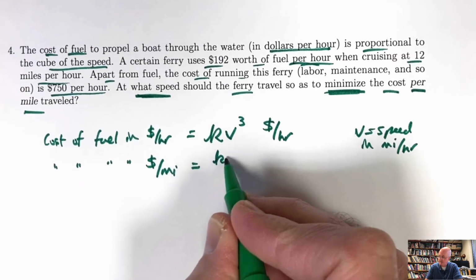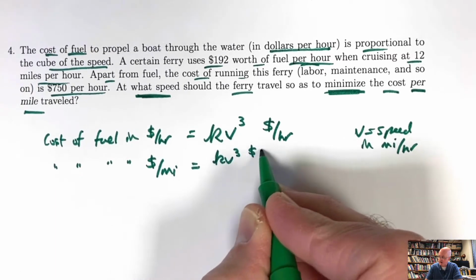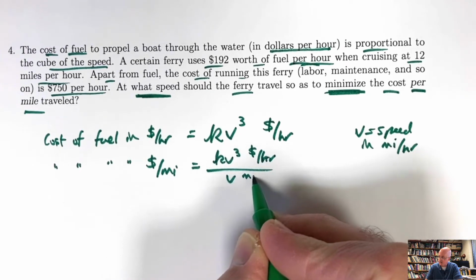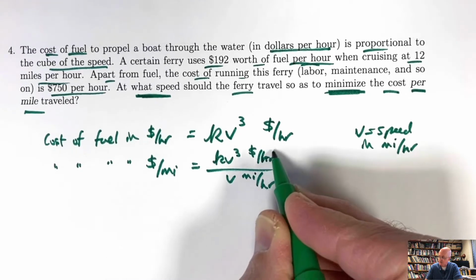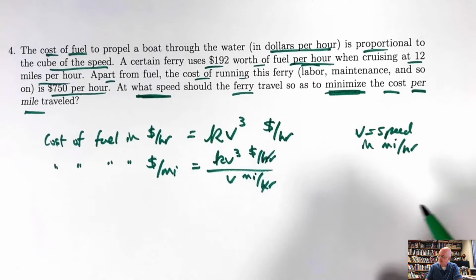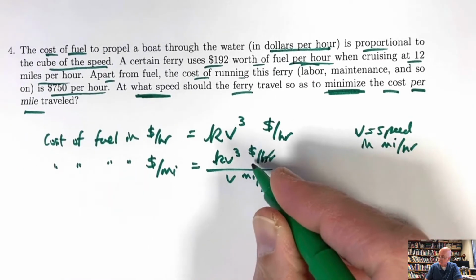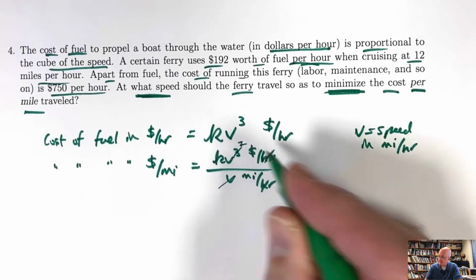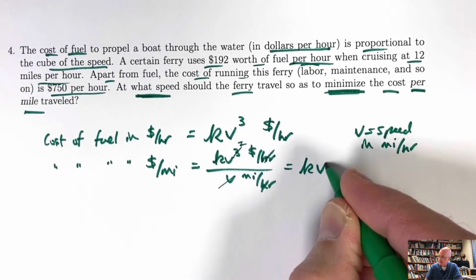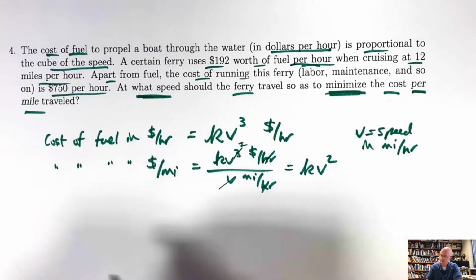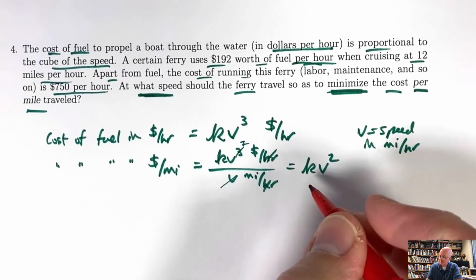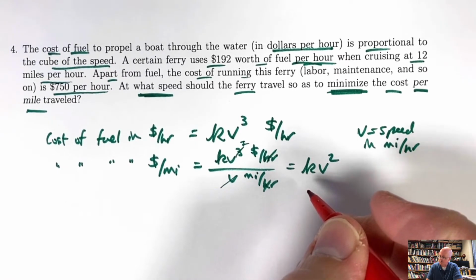This is kV cubed dollars per hour divided by V miles per hour, and those units do cancel. The units that are left are dollars per mile. And this V cancels with one of those. This simplifies to kV squared, the cost of fuel in dollars per mile. But don't forget, we want to minimize the cost in dollars per mile.